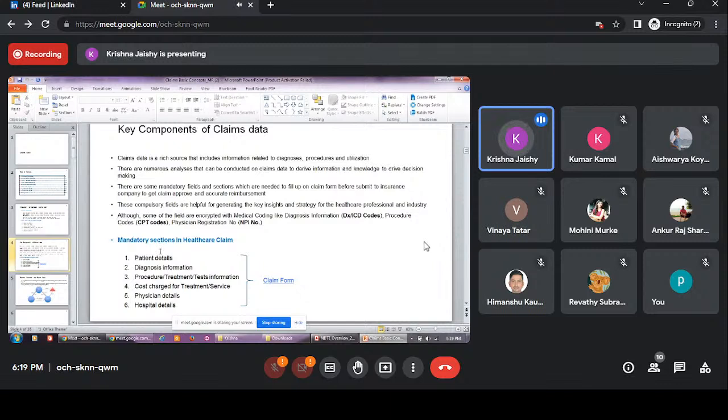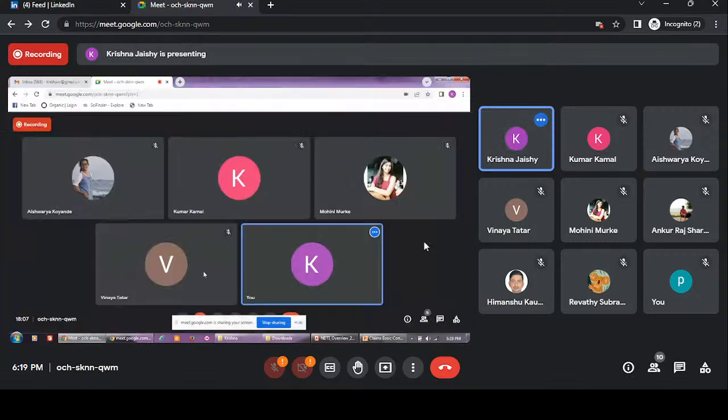So these are the mandatory sections in the healthcare claim. They have all the patient details. They have diagnosis information. They have procedure, treatment, and test information. The cost incurred or charged for the treatment or service, and physician and hospital details, right? All these details are available in the claims form.